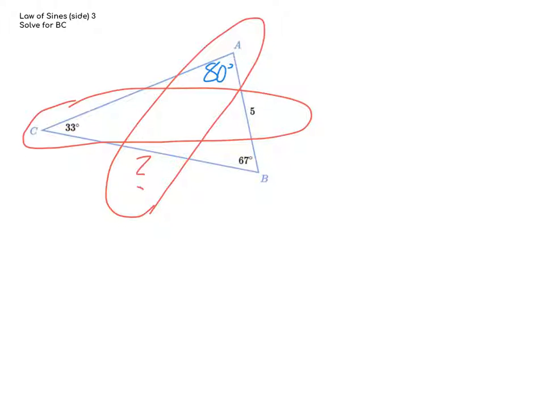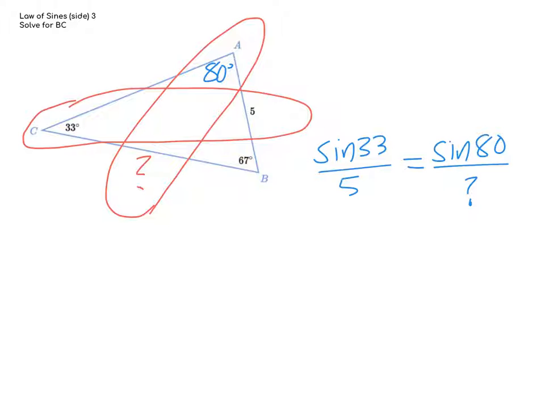So now let's set up our law of sines. We've got sine of 33 divided by 5 is equal to sine of 80 over question mark. And let's use a calculator to evaluate those. So we've got sine of 33, and we're dividing that by 5. When I do that, I get 0.1089. Four decimal places is nice to keep your answers more accurate.